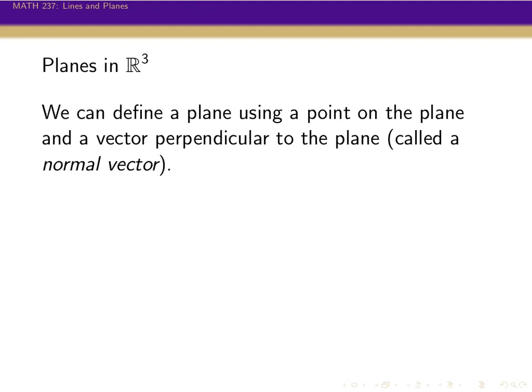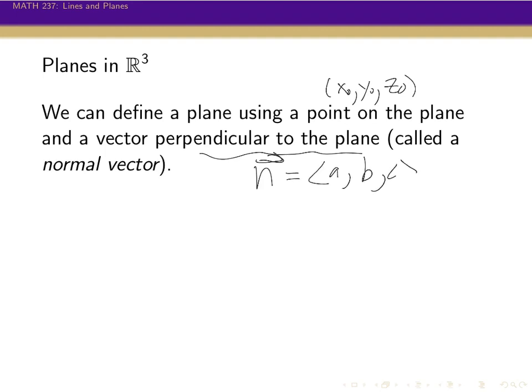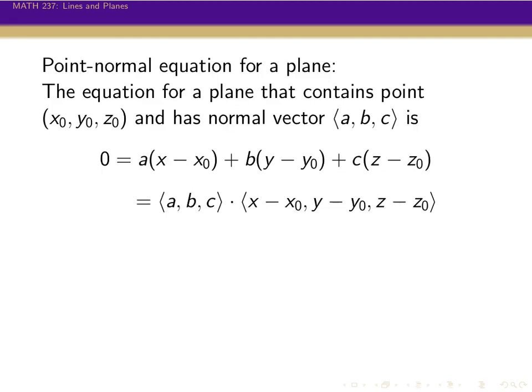So as we were saying, rather than worry about directions on the plane, we're going to focus in on a vector perpendicular to the plane. So we're going to define a plane using a point on the plane, which for these purposes we're going to call x naught, y naught, z naught, and some vector perpendicular to the plane. Since it's a normal vector, we'll often use n for it. Maybe we'll say ABC. And so this is going to give us what's called the point normal equation for the plane.